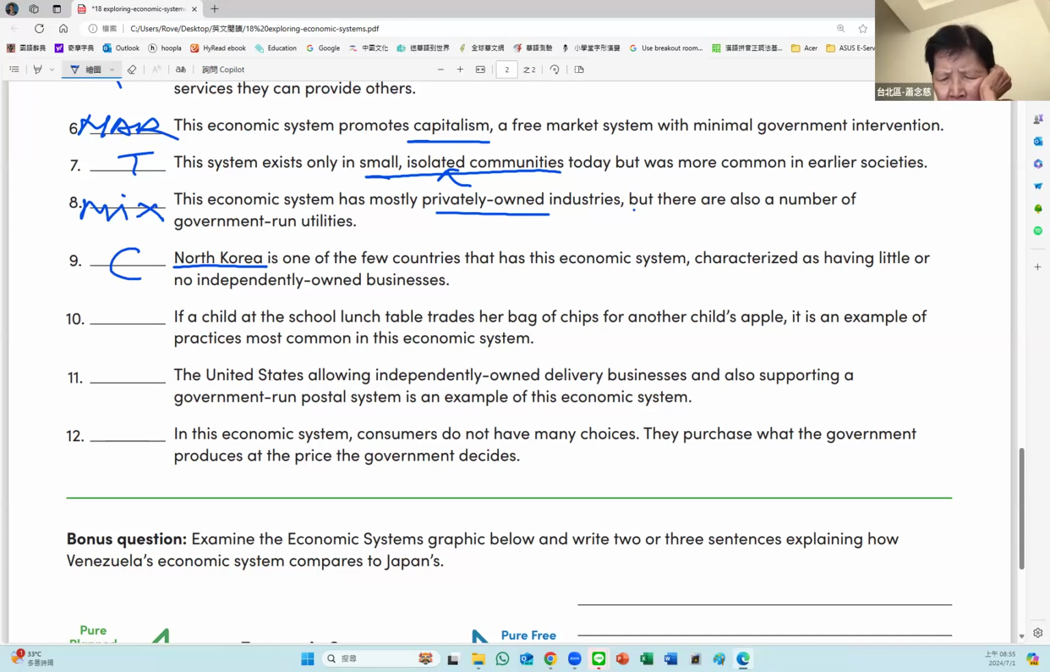If a child at the school lunch table traded her bag of chips for another child's apple, it is an example of a practice most common in the economic system. Okay, so if a kid exchanges something he has with another kid, just exchanges like that, what kind of system is this? Traditional. Very good. It's called barter, right? Barter belongs to the traditional system. Very good. 11.